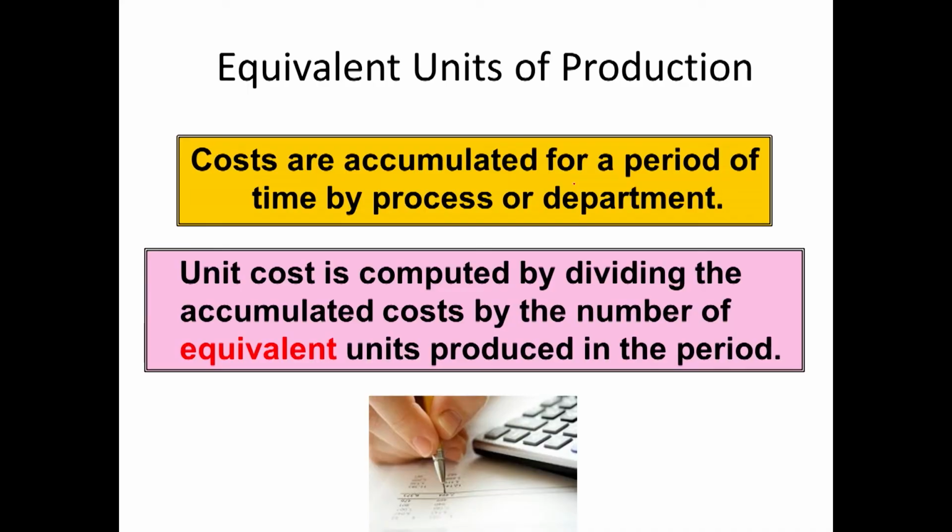What are equivalent units of production? Well, let's talk about that. First of all, let's understand that we do accumulate costs for a period of time, either by process or department. And then we want to figure out our unit cost. Well, how do we do that in Chapter 20, Process Costing? We divide those accumulated costs by the number of equivalent units produced in the period.